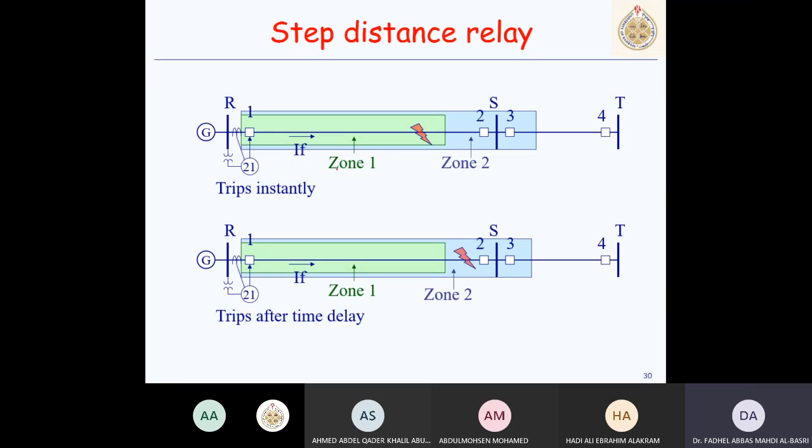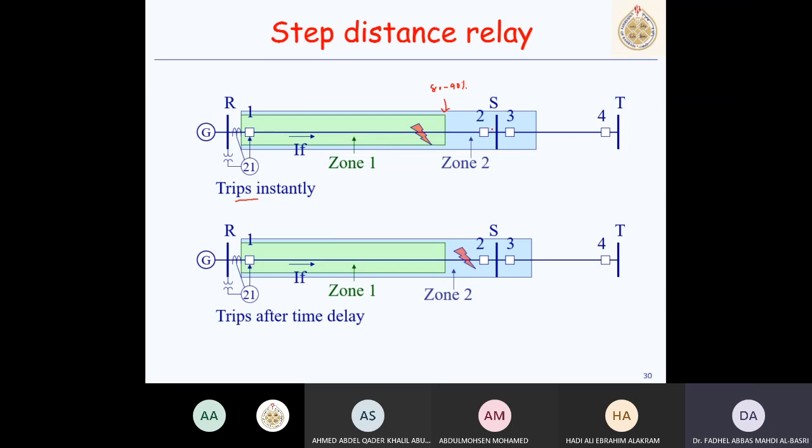And this one, now this is the same. The green area represents the zone 1 coverage area. If a fault happens here, relay 21 trips instantaneously. And the blue one represents the reach of zone 2. So when a fault happens at the end of the line, we said this is up to 80 to 90% of the line.